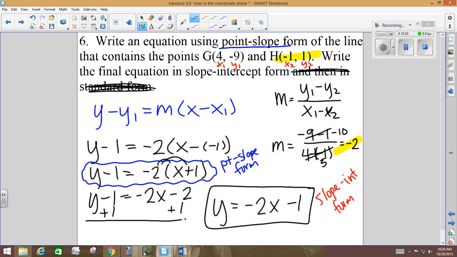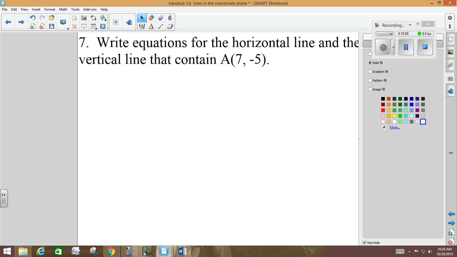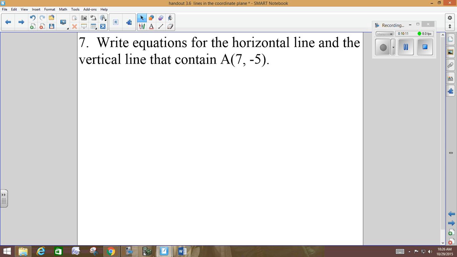Cool. Third example. Write the equations of the horizontal line and the vertical line that contain point A or pass through that point. Okay.